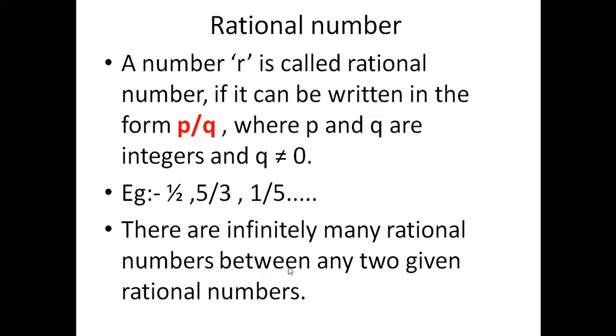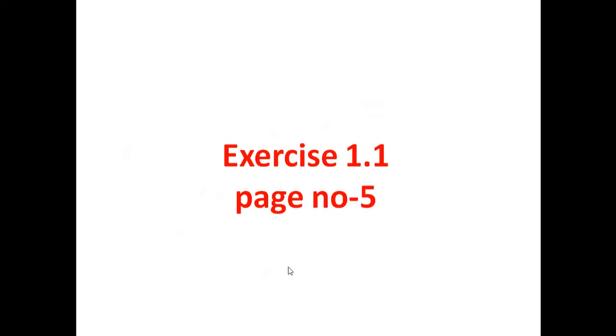So here is the definition for a rational number. A number r is called a rational number if it can be written in the form p by q, where p and q are integers and q is not equal to 0. A few examples I have given. One more fact: there are infinitely many rational numbers between any two given rational numbers. So if any two rational numbers are given, in between them you have an infinite number of rational numbers. This is one more fact added. So now coming to the exercise.